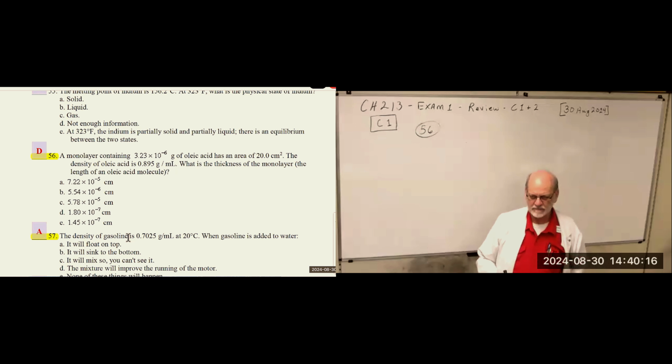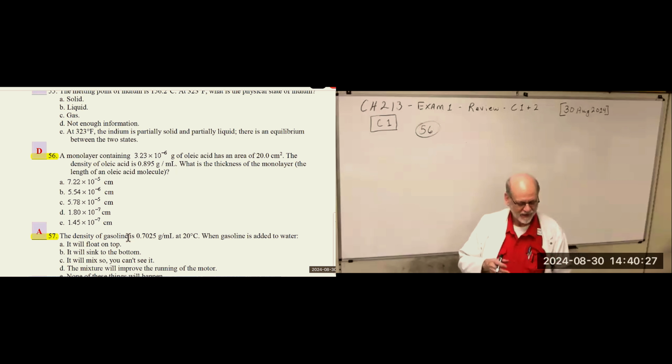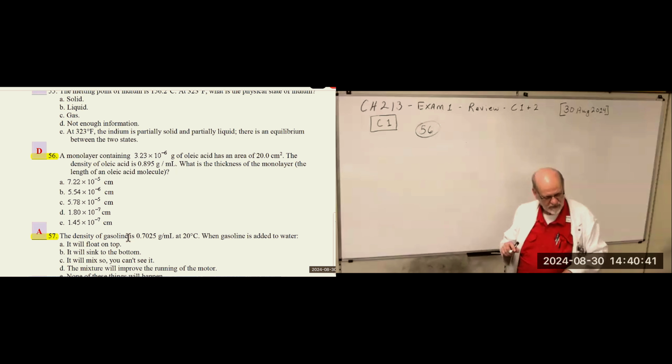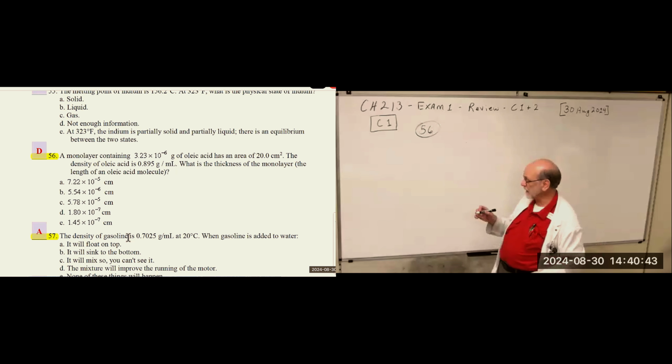I think the Latin for butter is oleum. So oleic acid comes from that. Anyway, I'm just guessing. Don't take me literally.